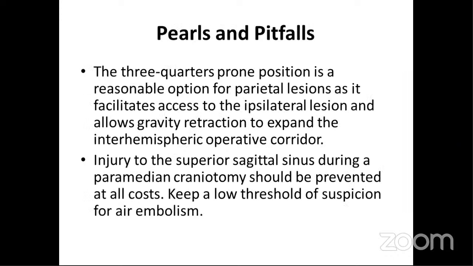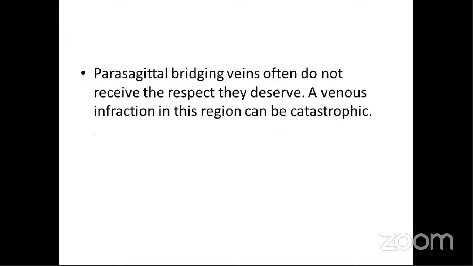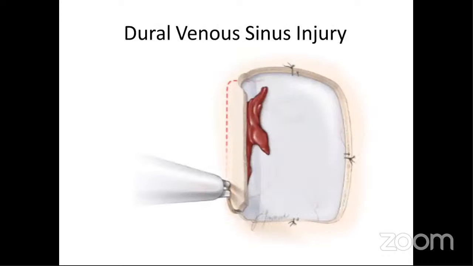So an important point to remember in the parietal craniotomy is the position, keeping the site of pathology on the dependent side to allow gravity to help you in dissection. You have to prevent injury of the venous structures, that is the superior sagittal sinus and the bridging veins, because it may lead to venous edema and sometimes venous infarctions. So we'll briefly talk about dural venous sinus injury. What happens if you damage the dural venous sinus?